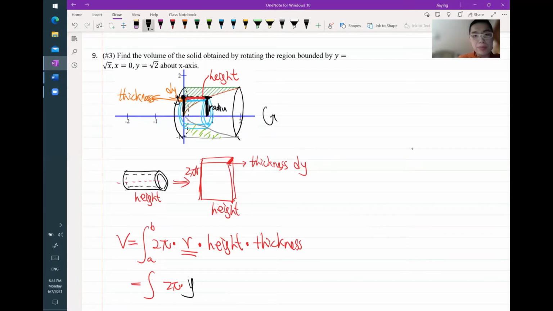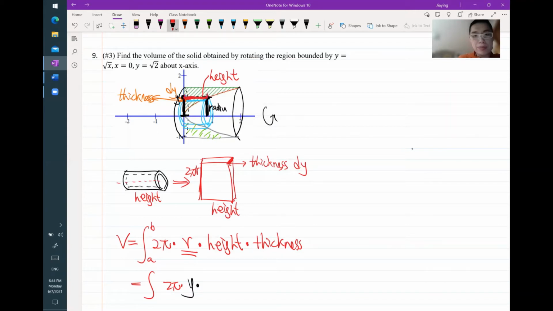So that will give us a radius. It's from the y value to y equals 0, right, to the x-axis. So this distance, that's a radius, we can call it y. What about the height? The height is given by this horizontal distance that I'm marking in red.